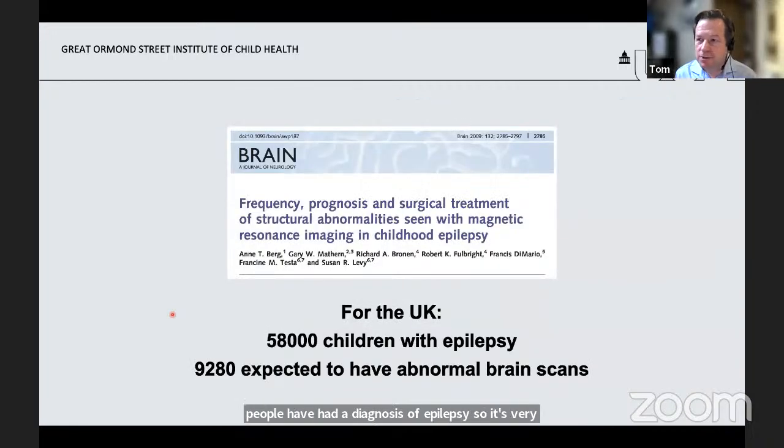We have some data on how often there's something structural that would interest pathologists around that. So this is a study from the US in one particular state where every child got an MRI scan at a new diagnosis, or almost every child did. And then there's an estimate of how frequently there is something structural on their MRI scan that explains their epilepsy. So if you translate that to UK figures, you're talking about 58,000 children with epilepsy in the UK, of which nearly 10,000 will have something structural on their brain scans.